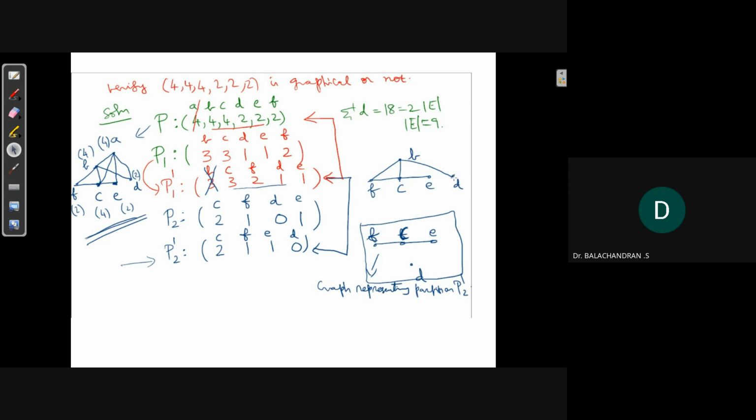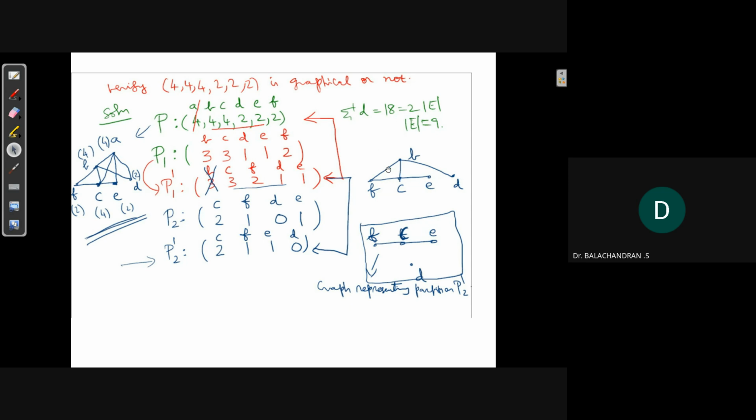So first you keep this graph and then add one more vertex B. From B, you add an edge to C, and then F, and then D. So check it. The degree of B is 3, degree of C is 3, degree of F is 2, degree of D is 1, degree of E is 1. Now I got this graph.